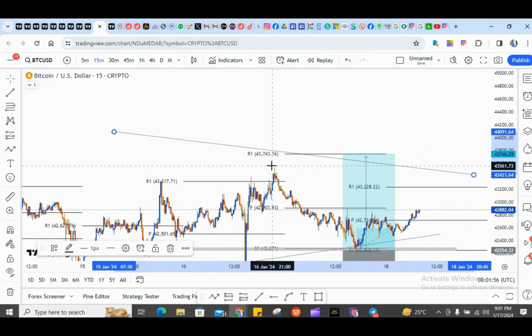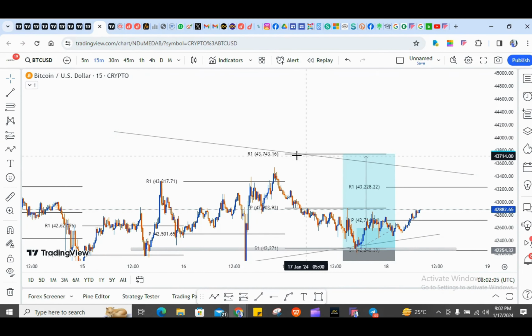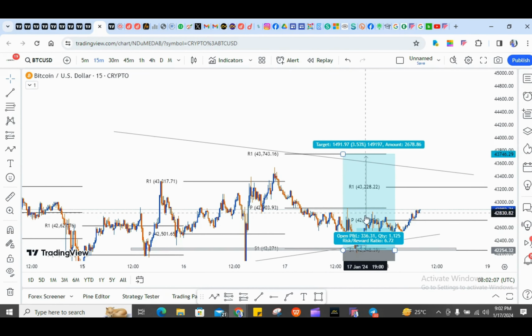All right. Now, as you can see, this is a resistance zone, and you notice the price candle gets towards this direction, and your trend line is above it. You can place a sell here. It doesn't necessarily have to be on a pivot point.